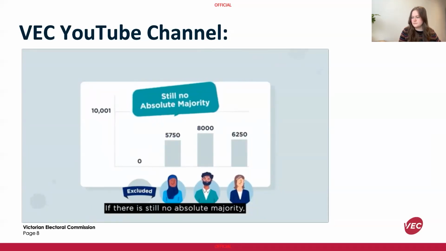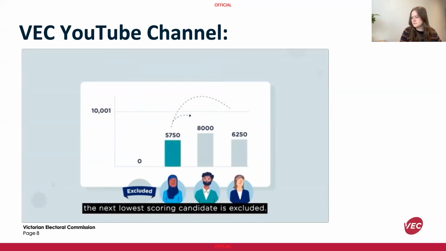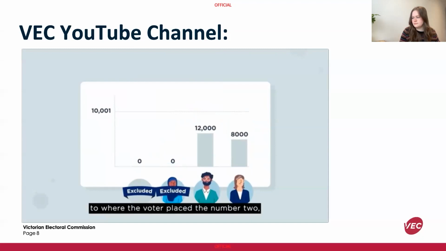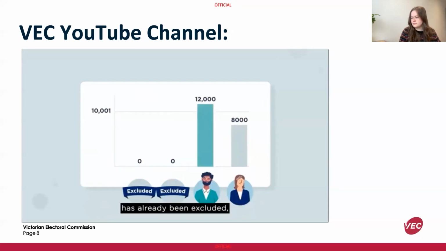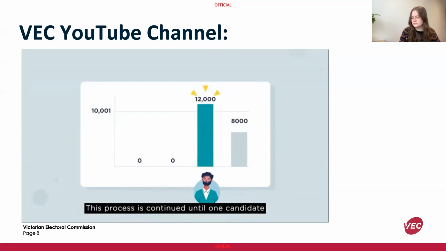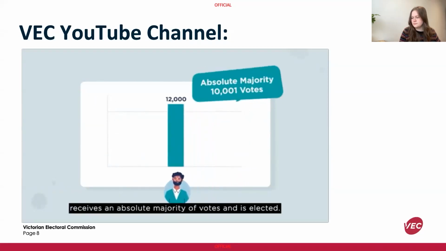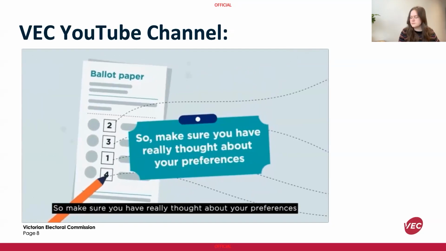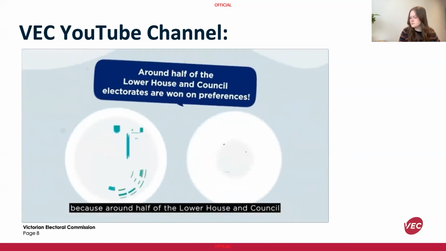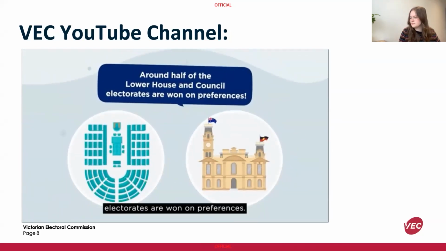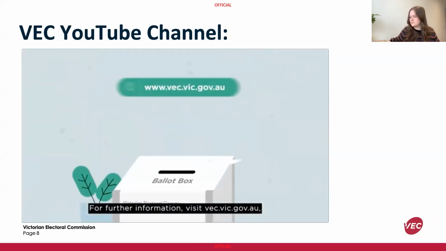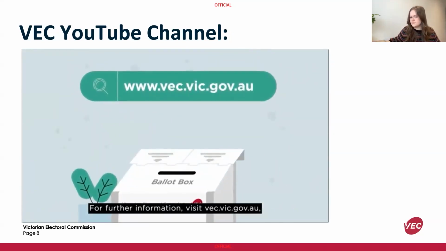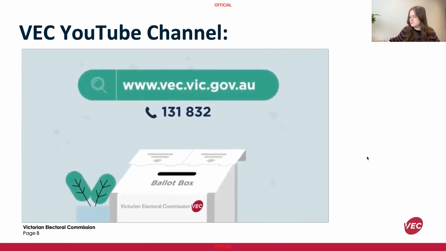If there is still no absolute majority, the next lowest scoring candidate is excluded, and again, their votes are redistributed to where the voter placed the number 2. If the second preferenced candidate has already been excluded, then the third preference is considered, and so on. This process is continued until one candidate receives an absolute majority of votes and is elected. So make sure you have really thought about your preferences, because around half of the lower house and council electorates are won on preferences. For further information, visit vec.vic.gov.au or call 131 832.